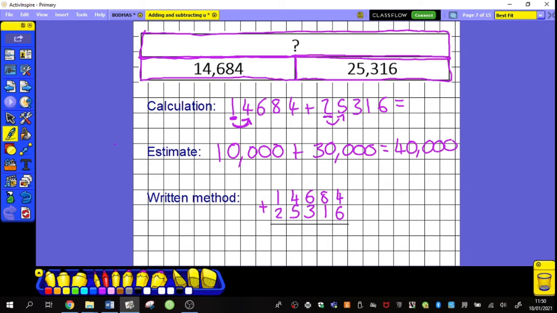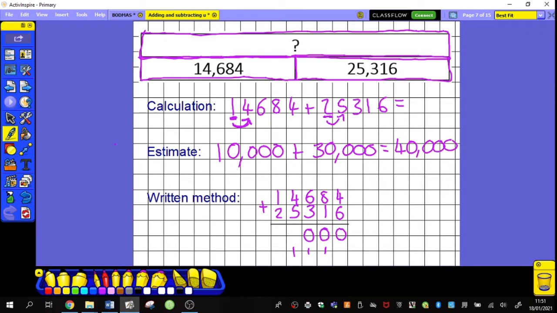So now I look at 4 add 6, starting with the ones column. 4 add 6, I know it's 10. So I put the 0, I'm going to carry that 10 across. 8 add 1 is 9. Add this 1 I carried makes 10. I'm going to carry it across again. 6 add 3 is 9. Add the 1 is 10. So I'm going to carry again.